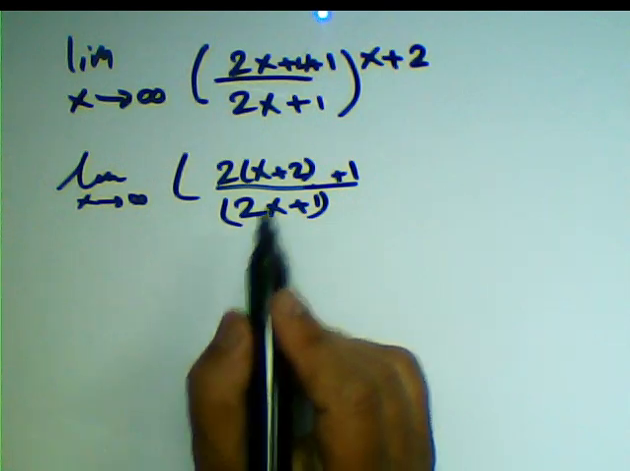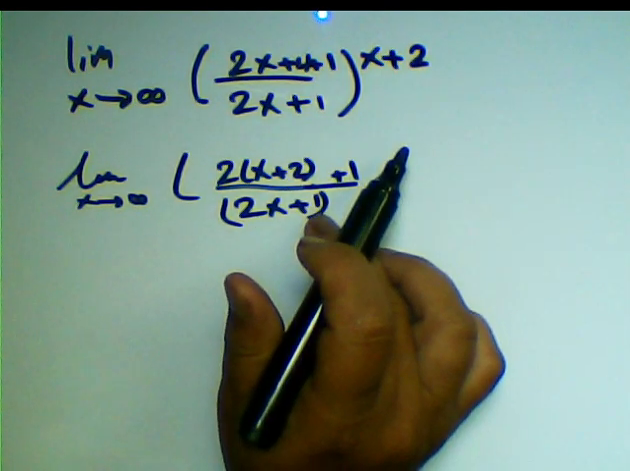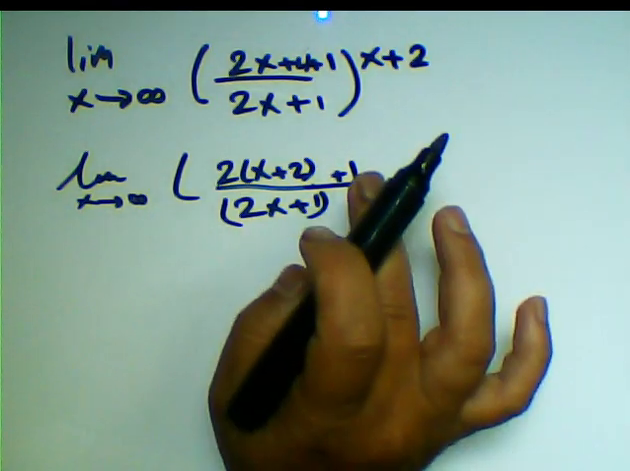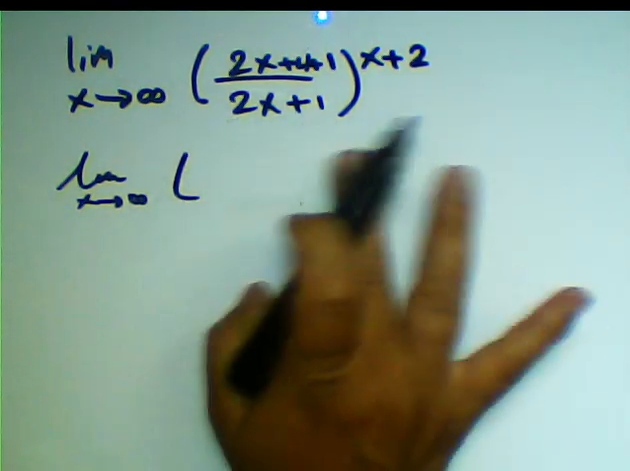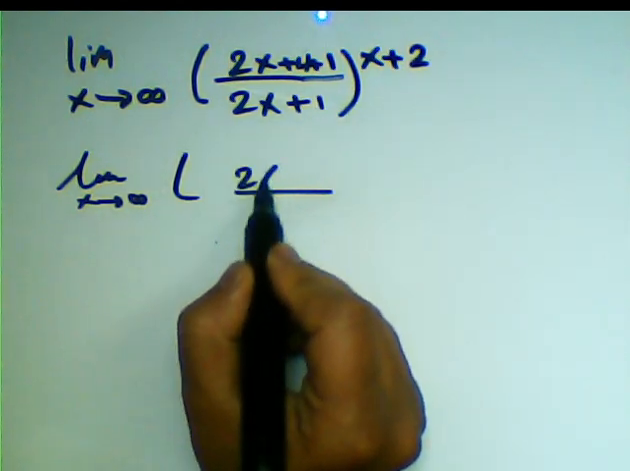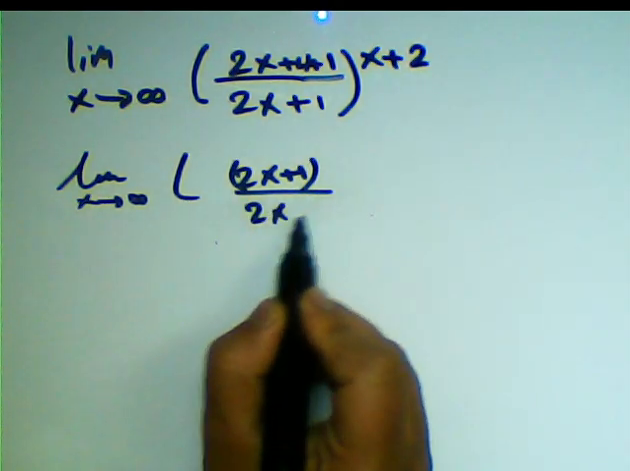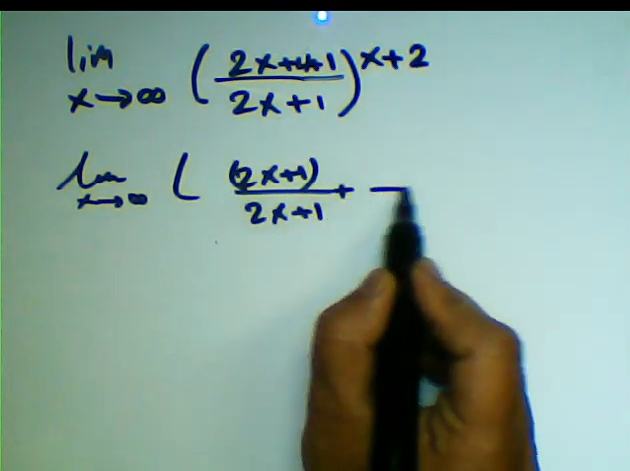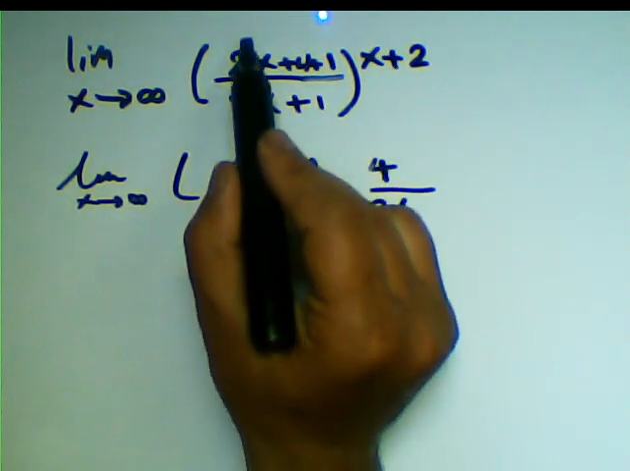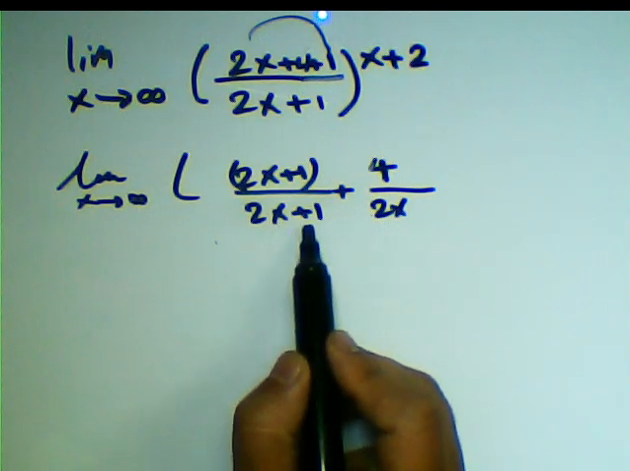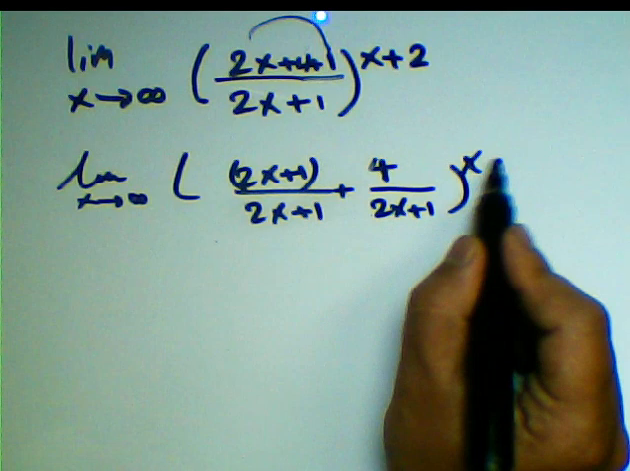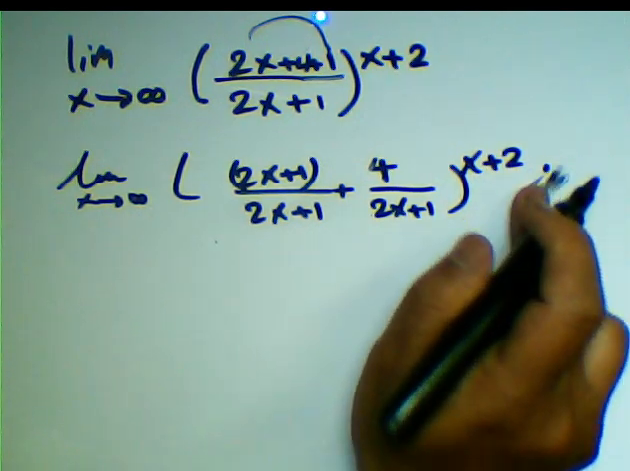Okay, we can write it again. We have 1 here, so 5 we must write as 1 plus 4, and write 2x without using a coefficient here, because it's 1, not 2. Then we can write (2x plus 1) over (2x plus 1), plus 4 over 2x plus 1, all to the power x plus 2.